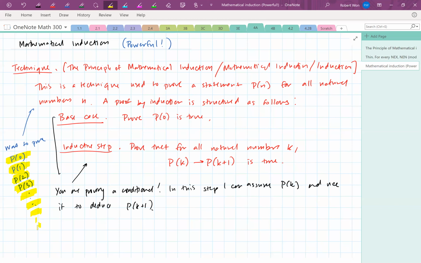Right, so the principle of mathematical induction is actually a thing that we're assuming. This is an axiom of modern mathematics, which is if you prove a base case and an inductive step, then it implies that it's true for every natural number.